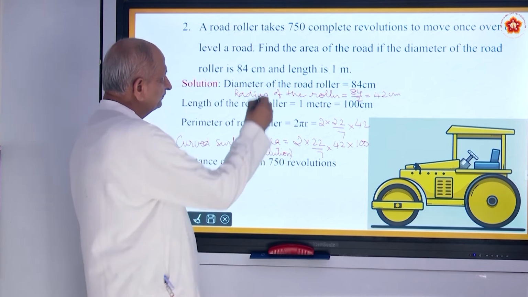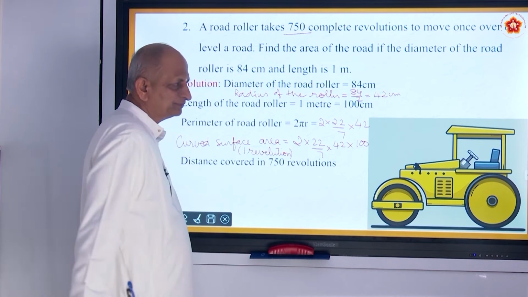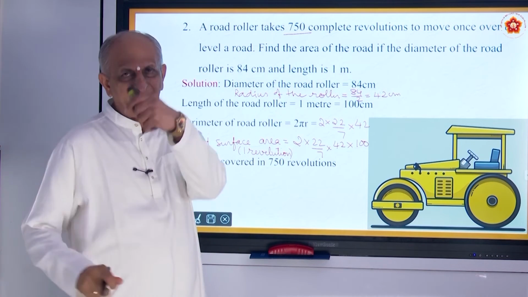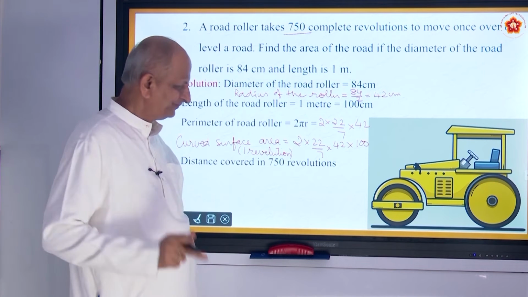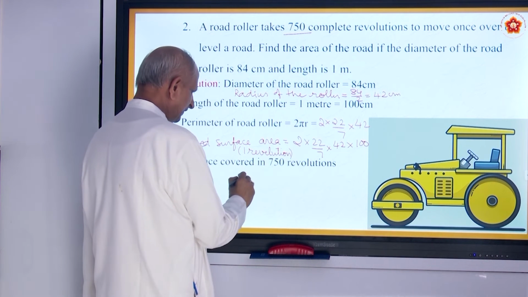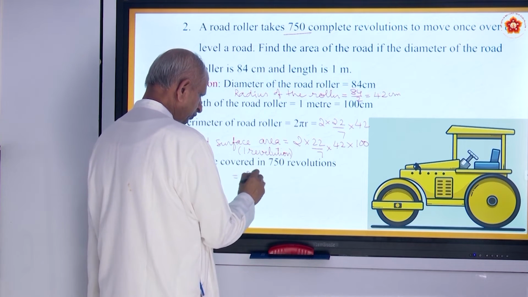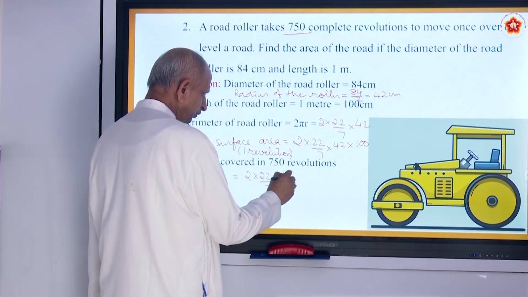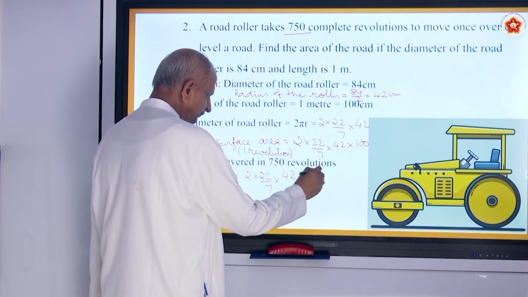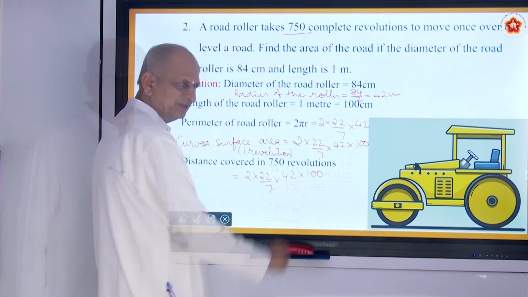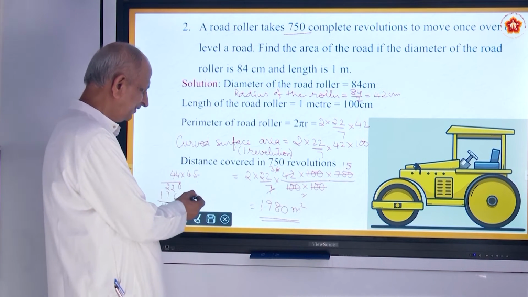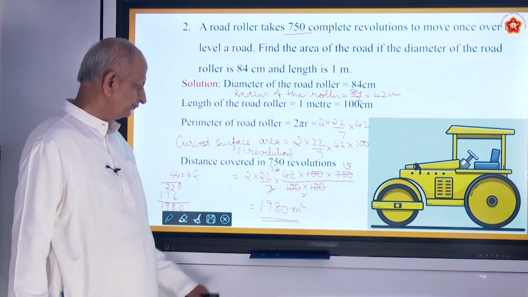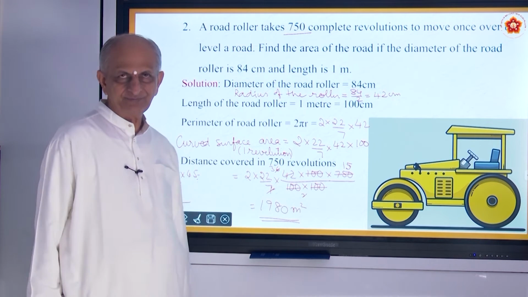Now the question is, it makes 750 revolutions. When you are metaling the road, it rotates 750 times. Are you following? So that means you have to multiply by 750. 2 into 22 by 7 into 42 into 100, that is 2 pi r h. So when you multiply 44 into 45, it comes to 1980. So much of square meters.